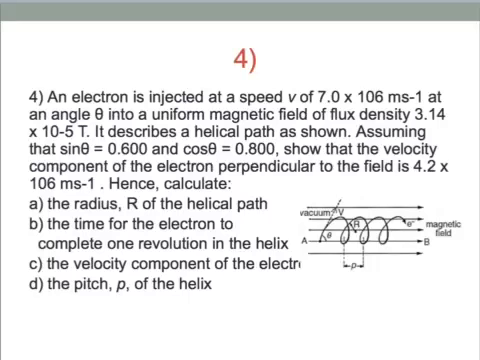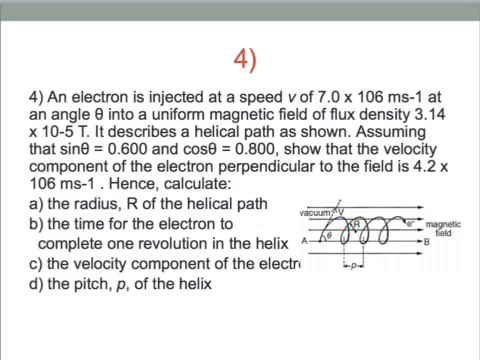So question 4. An electron is injected at a speed of 7 times 10 to the power of 6 meters per second at an angle theta into a uniform magnetic field of flux density 3.14 times 10 to the power of -5 Tesla, and it describes a helical path as shown. And so the diagram down here, you can see it will do this kind of thing.